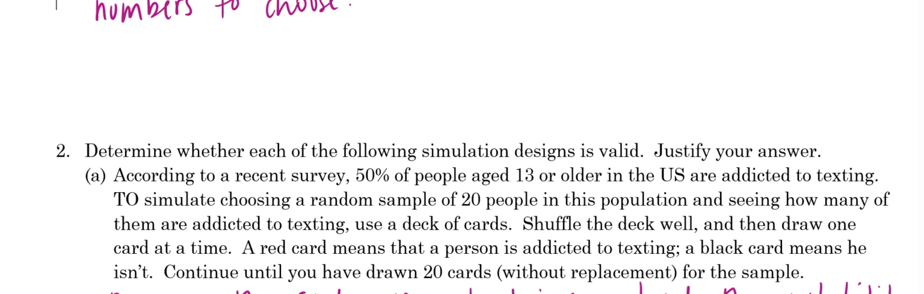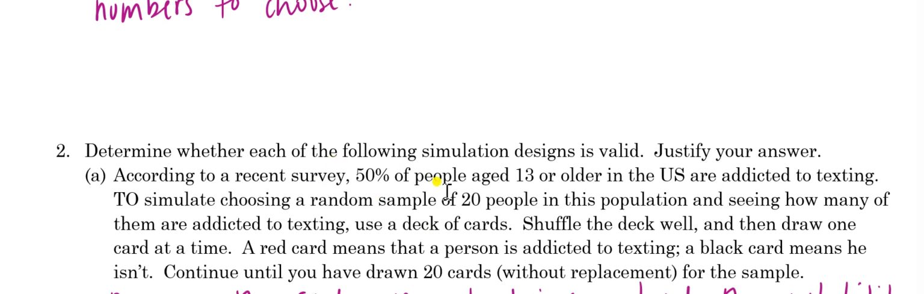Shuffle the deck well, and then draw one card at a time. A red card means that a person is addicted to texting. A black card means he isn't. Continue until you have drawn 20 cards without replacement for this sample. Okay. So what's wrong with this? Well, let's chat. I want to simulate picking 20 people. I'm picking 20 cards. What is the probability they are addicted to texting?